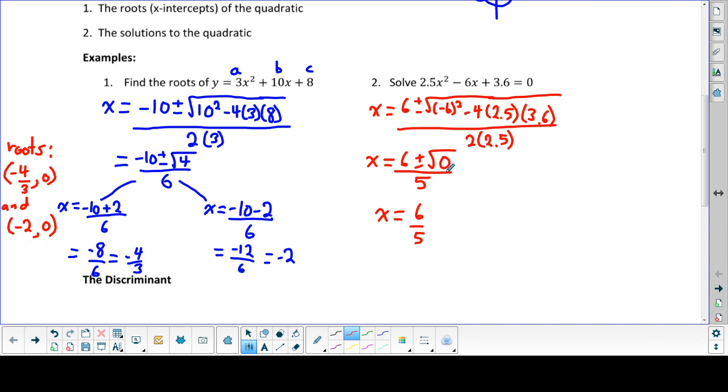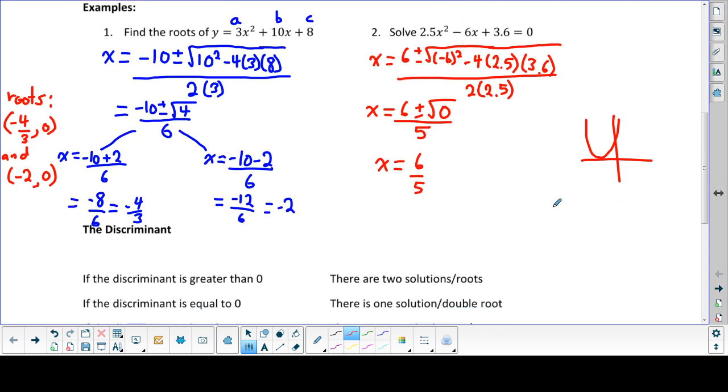And that's what we're going to talk about next, is how the number in the square root can actually tell us something about how many solutions there are to a quadratic, or how many roots there are. So if we were to graph this shape, it would look something like this. If it only has one root, it would come down and just kind of touch the x-axis and then come back up. Okay? So sometimes we call that a double root.